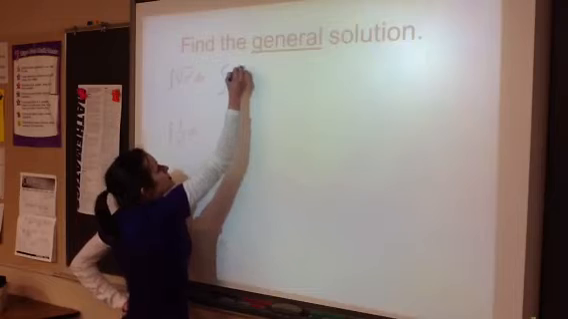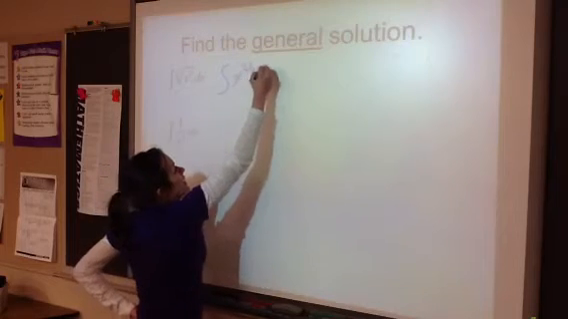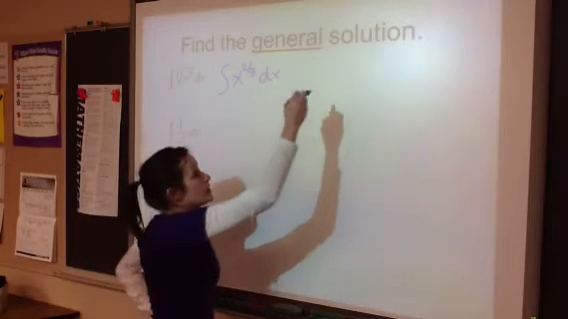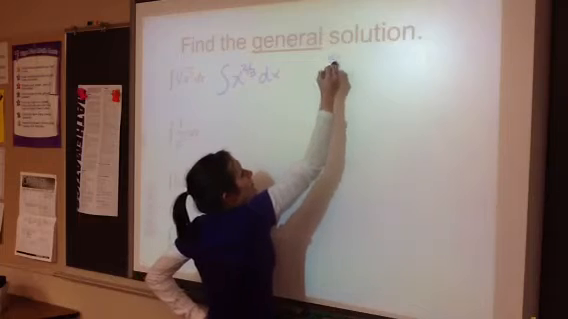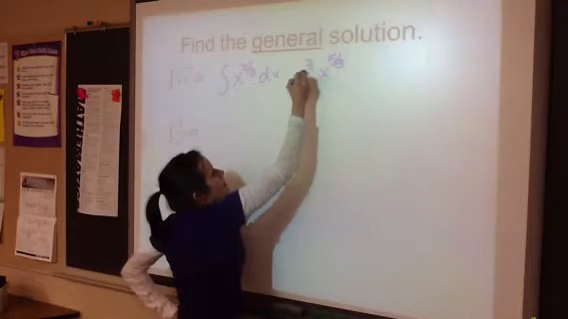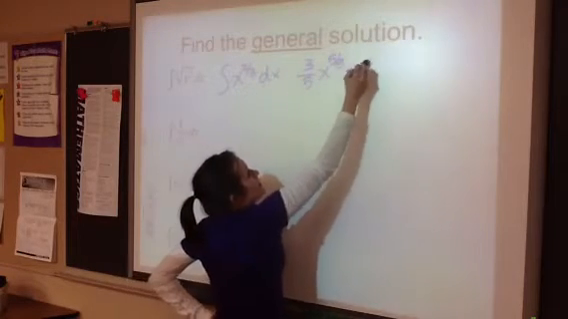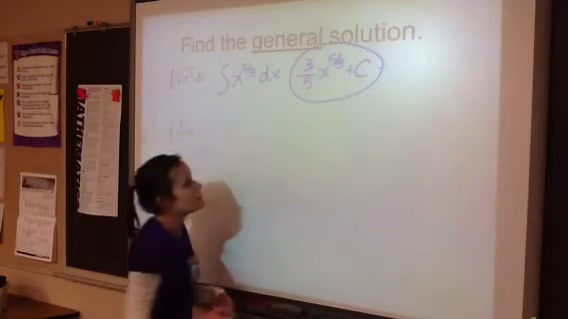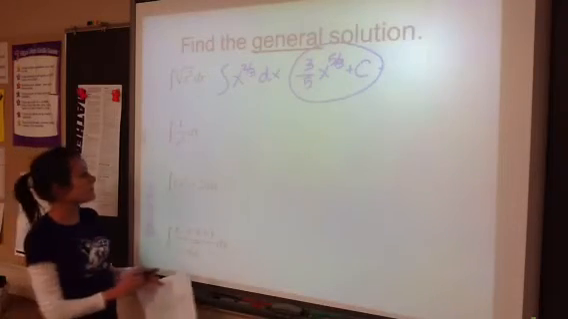Rewrite. We get x to the 2/3 dx. Add 1 to your exponent. You get 5/3. Divide by the new, or multiply by the reciprocal, and you're done. So 3/5 x to the 5/3 plus c.